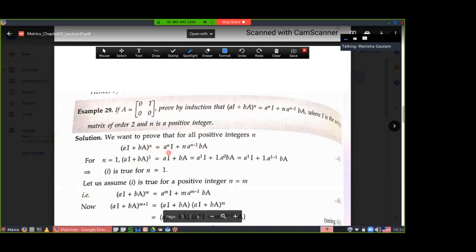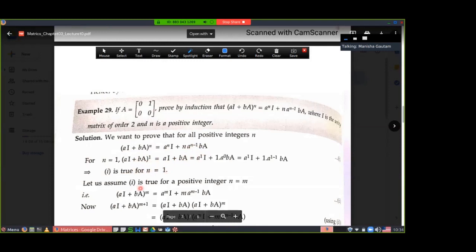Now on the right hand side, a to the power 1 into I plus, when you put n is equal to 1 here and a to the power 1 minus 1, it becomes 0. Any number having power 0 is 1, and n is 1, so only what is left? B into capital A. Left and right both sides are equal. It is true. The first equation is true for n is equal to 1.